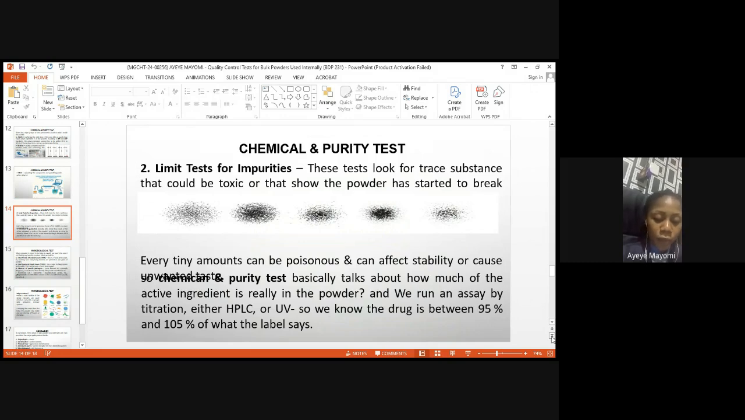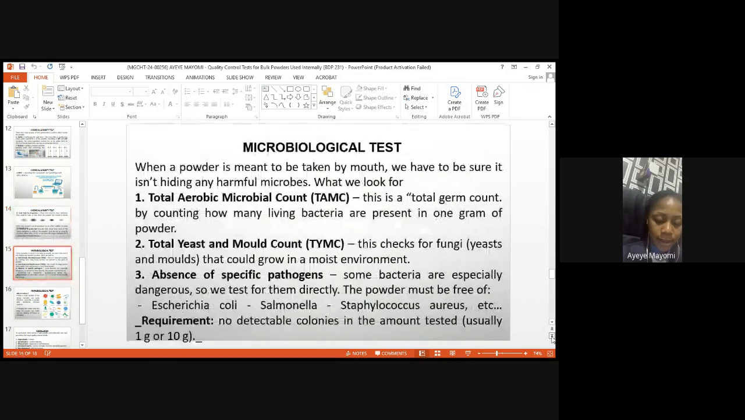Then after that, we move on to microbial tests. Why do we do microbial tests? When a powder is made to be taken by mouth, we make sure that it's not hiding any harmful microbes. So we look for, number one, the total aerobic microbial count, or TAMC. This is the total germ count, counting how many living bacteria are present in 1 gram of powder.